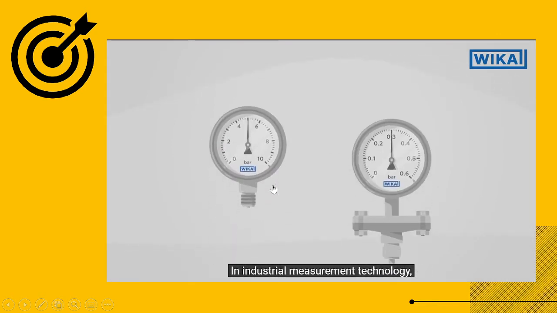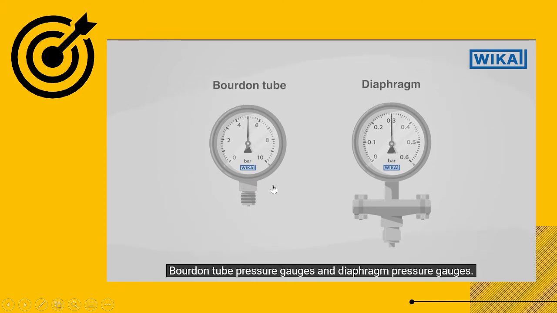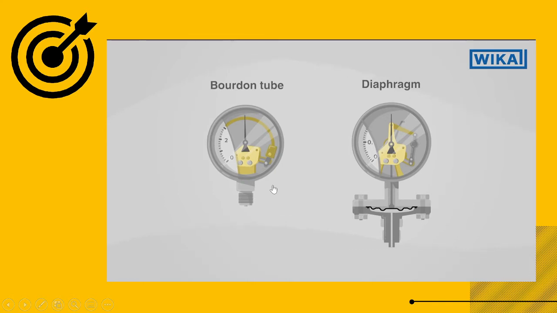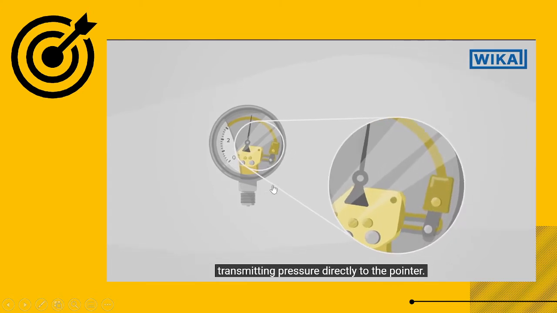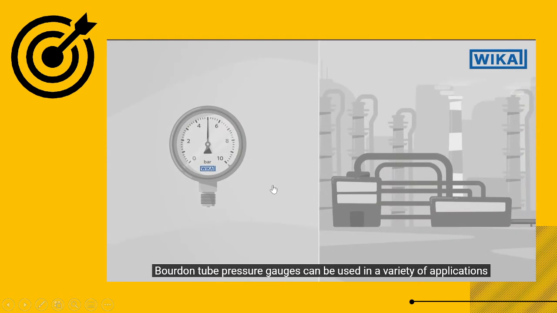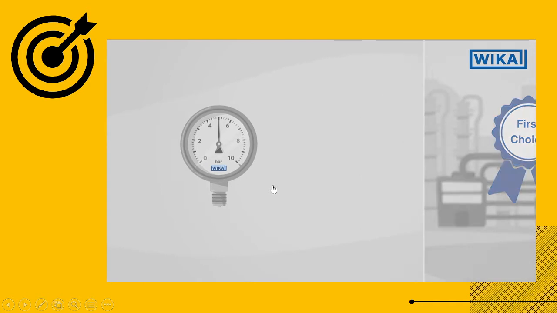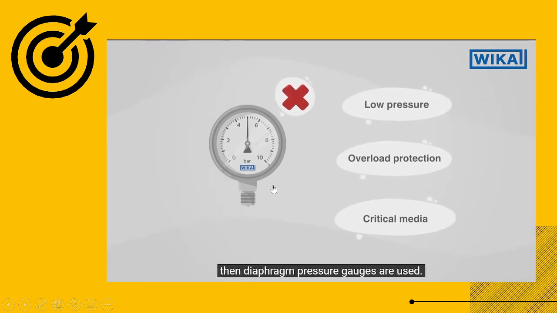In industrial measurement technology, two different types of pressure gauges are used: Bourdon tube pressure gauges and diaphragm pressure gauges. They have different operating principles and are therefore suitable for different applications. With Bourdon tube pressure gauges, the pressure is measured by a Bourdon tube transmitting pressure directly to the pointer. Bourdon tube pressure gauges can be used in a variety of applications and cover the majority of applications. However, when Bourdon tube pressure gauges reach their limits, then diaphragm pressure gauges are used.